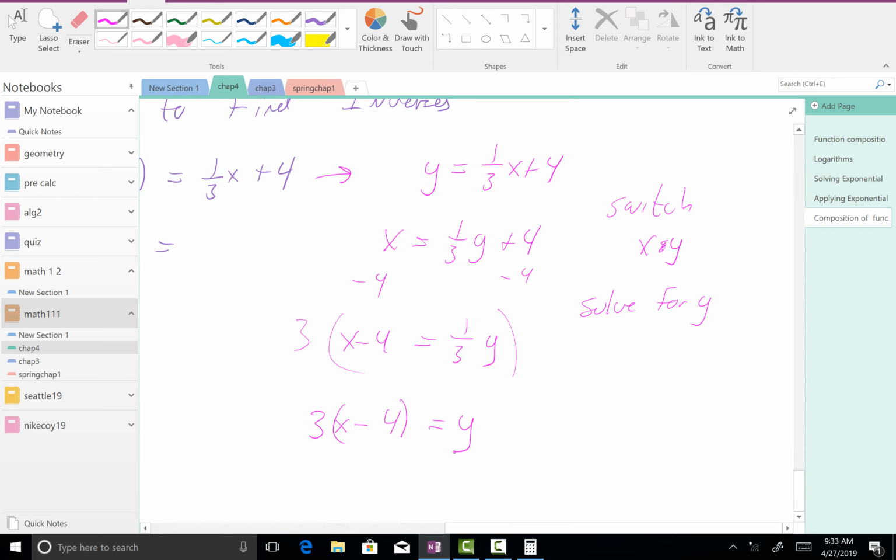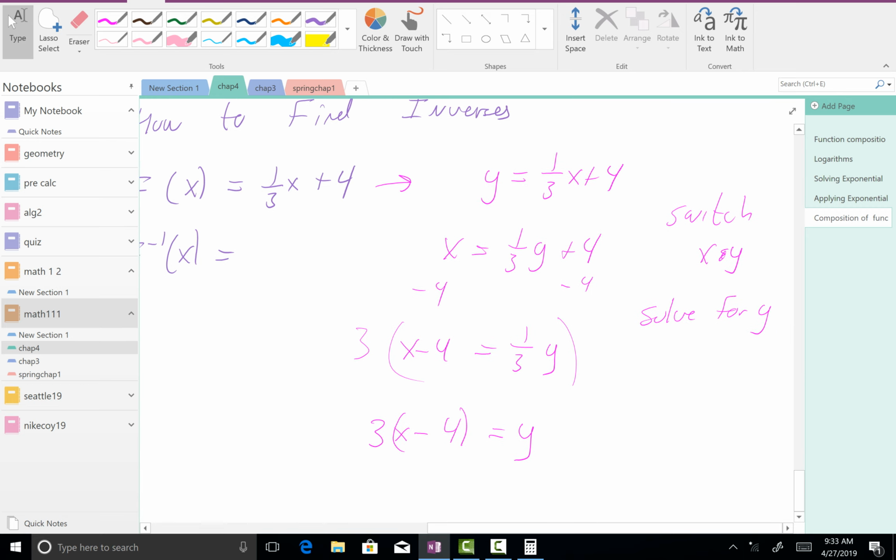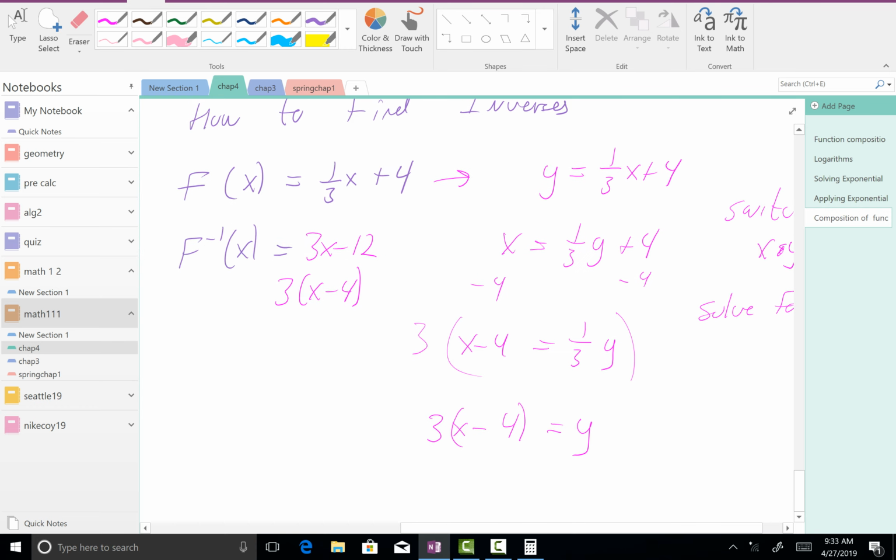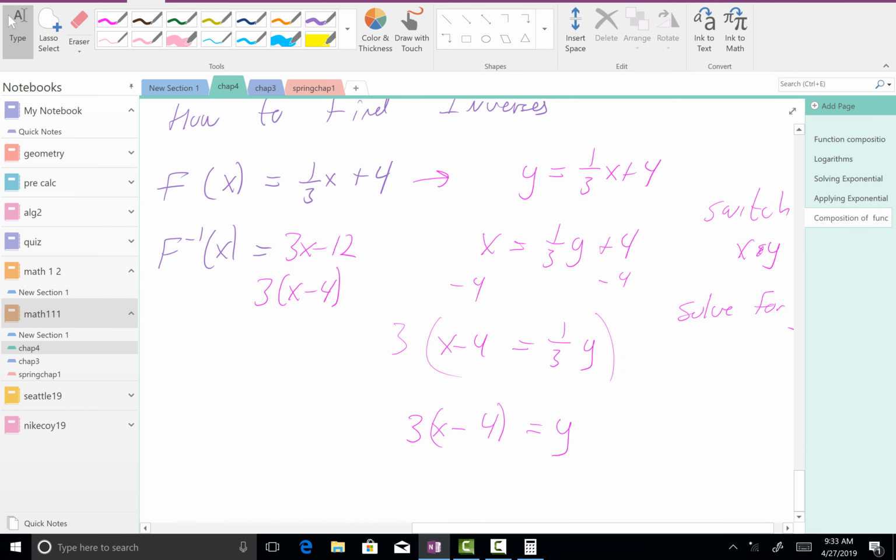So we see it works. What it does is it gives you a procedure, because some people like that. They want, show me a procedure, an algorithm, and I can crank these out. Well, there it is, right there. Set it equal to y, switch the x and y, solve for y. Okay. So then my inverse would simply be 3x minus 12. Or you could write this, either one of them would be okay. All right? That's how you find an inverse using that other way.